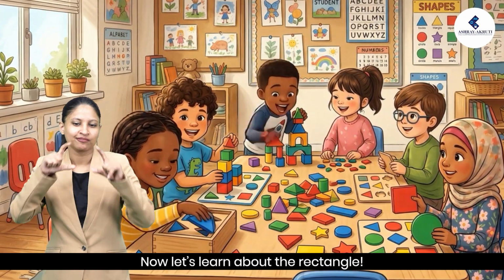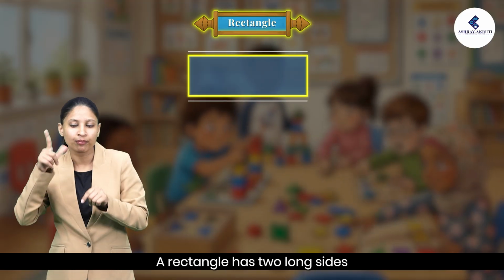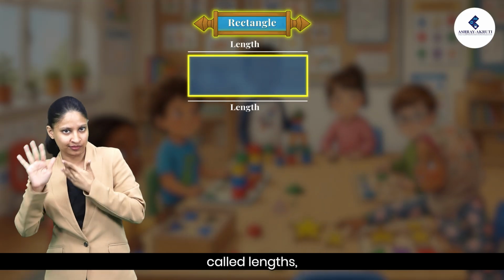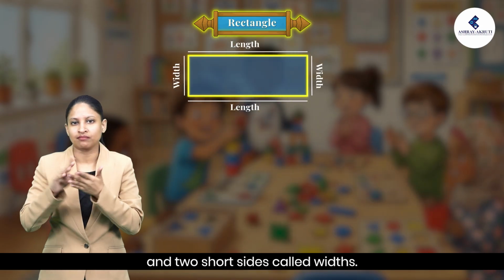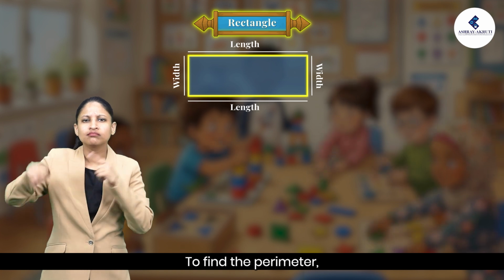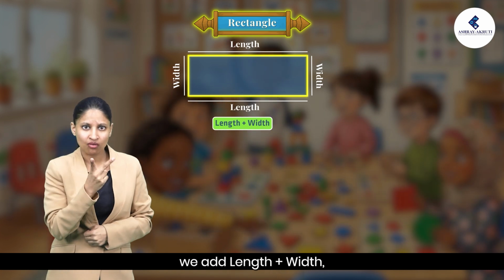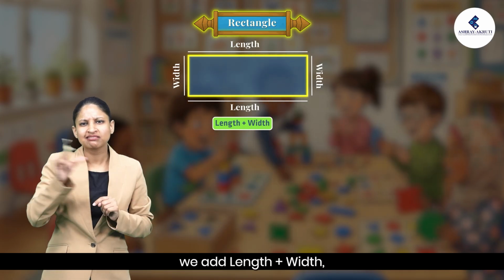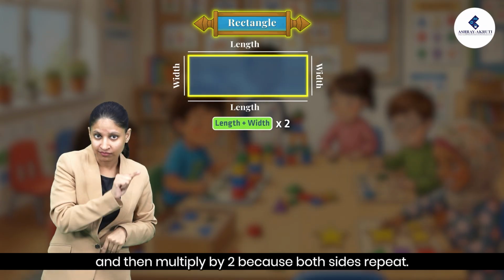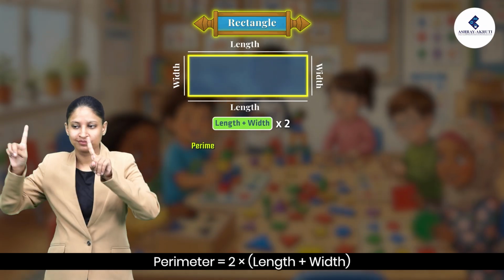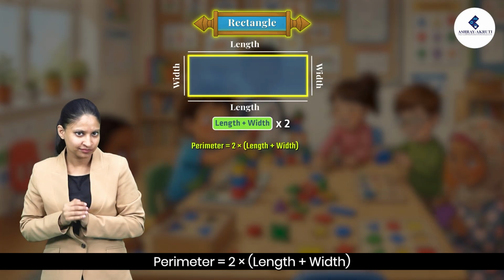Now let's learn about the rectangle. A rectangle has 2 long sides called lengths and 2 short sides called widths. To find the perimeter, we add length plus width and then multiply by 2 because both sides repeat. Perimeter is equal to 2 into (length plus width).